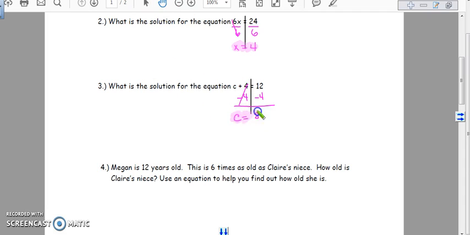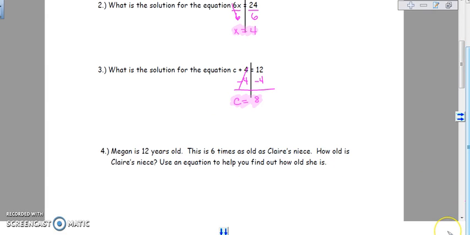Okay. Megan is 12 years old. This is 6 times as old as, whoops, that should have said Megan's niece. How old is Megan's niece? Use an equation to find out how old she is. So we've done questions similar to this on your Throwback Thursday. So let's see if you can remember back to then. But we know that Megan is 12. And that's 6 times as old.